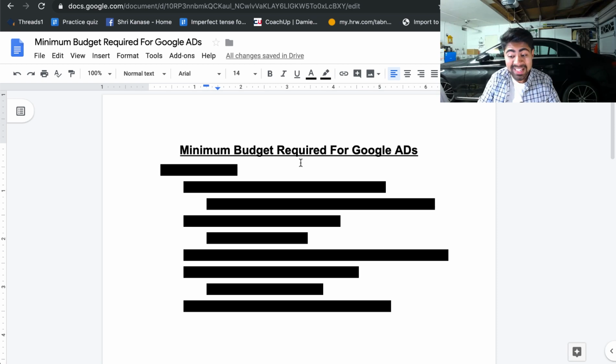Yo, what is going on everybody? Shri Kanase here. So what is the minimum budget that is absolutely 100% required for Google Ads?